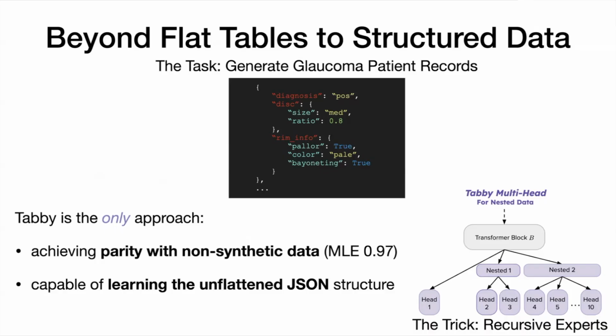And then we have the heads that are in the bottom layer of the tree, the leaves. And those model the teal items. So size, ratio, pallor, color, and bayoneting. So as a result, our model is shaped the same way as our data set and is able to learn this unflattened JSON structure and generate JSONs natively rather than trying to impose that structure on a large language model that will struggle to learn it a little bit more, and as a result Tabby outperforms these methods that have to learn the flattened JSON.